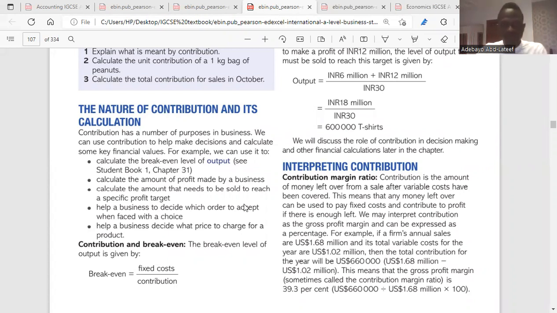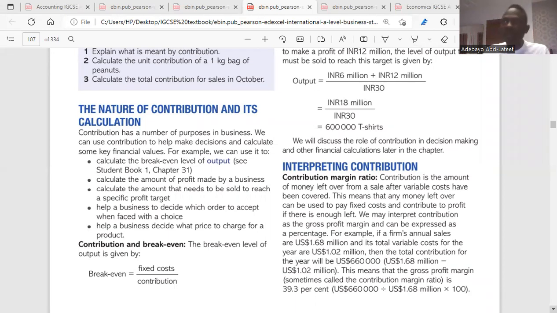Are you with me? So the first one, it can be used to calculate the break-even level of output. When I talk about the break-even level of output, the formula is fixed cost divided by your contribution. What we are talking about is the level of output you need to produce to make your break-even. What is break-even? Break-even means your total revenue equals your total cost. So what is the level of output that you have to produce to reach break-even? That is what we mean by break-even level of output.